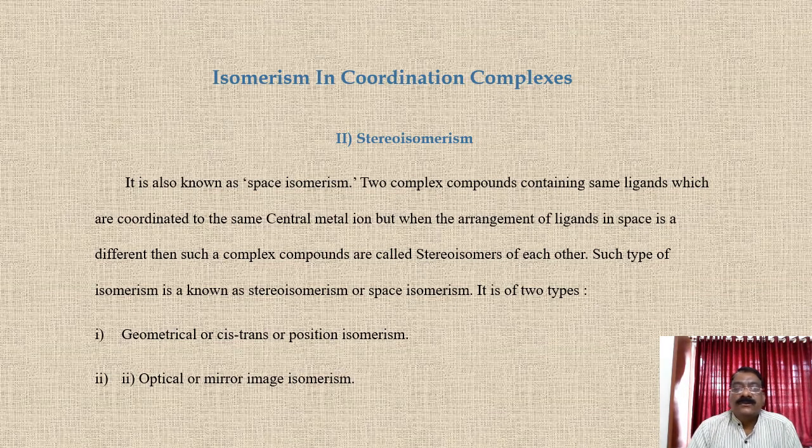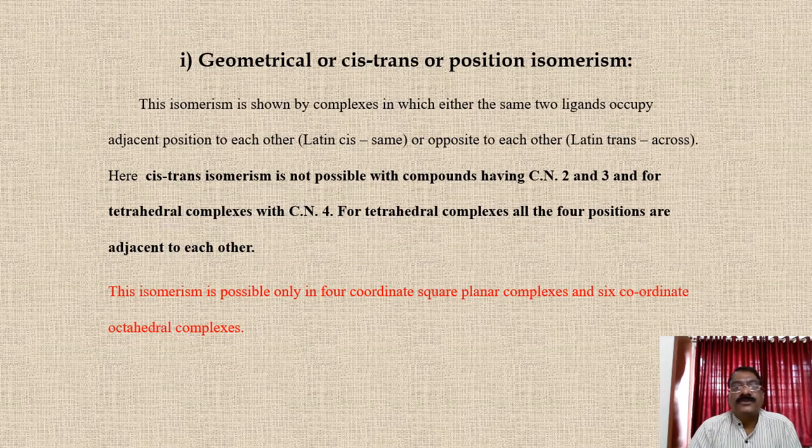It has two types. The first one is geometrical or cis-trans or position isomerism, and the second one is optical or mirror image isomerism. First type: geometrical or cis-trans or position isomerism.